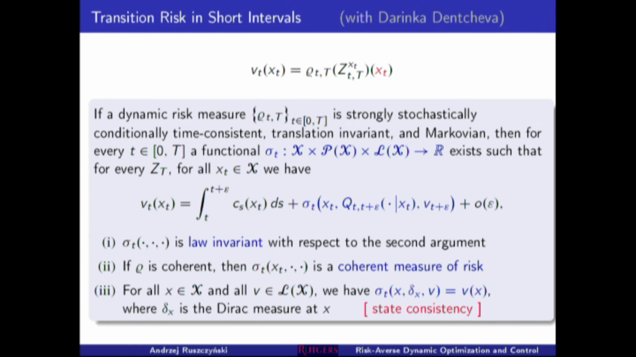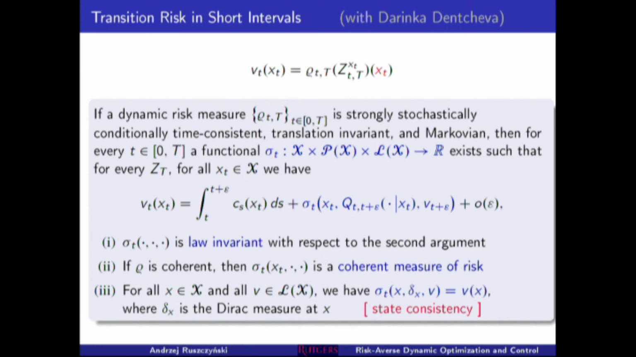And now it turns out that in this case, we can develop a similar structure. We can say that the risk of the current state is the cost accumulated in a very short interval plus a certain nonlinear mapping of the risk at the next state after this short interval of time. And this mapping is very similar to what we have seen before. It takes the current state, the distribution of the next state, which we know is a transition function, and the value function at the next state.